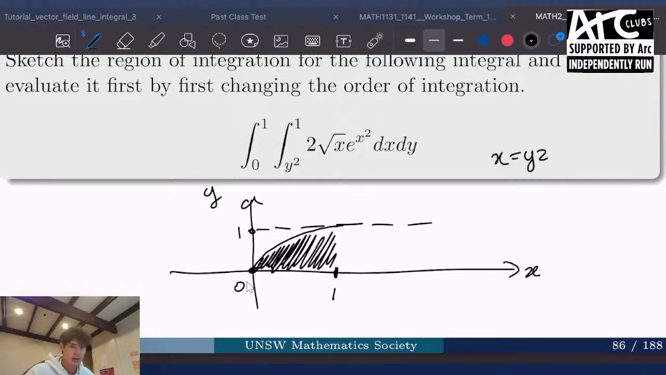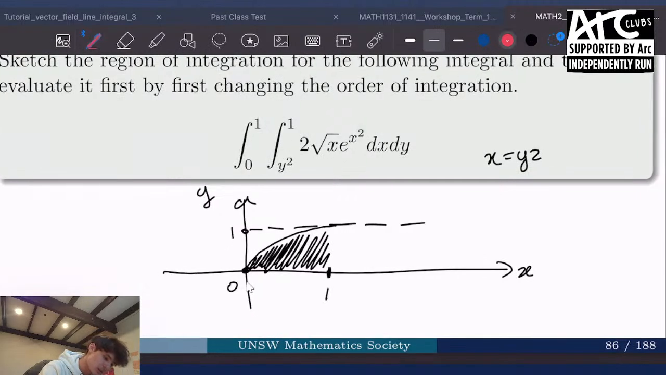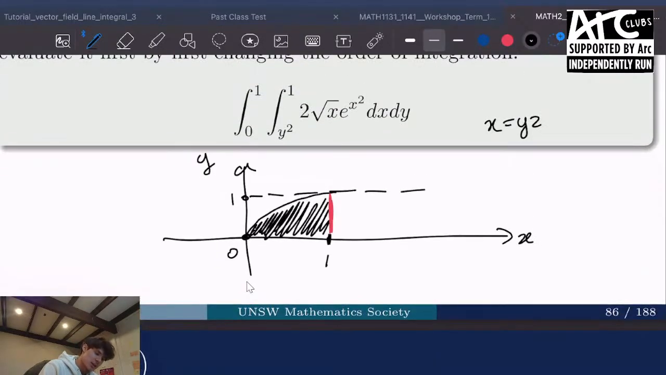We need to be between the curve x equals y squared and the curve x equals 1. Okay. So that's our region of integration. Well, how do we express this in another way? What we need to do is express this in terms of x instead of y. We can see that we're integrating from x equals 0 to x equals 1, okay? And our lower bound can be 0 and our upper bound can be the curve root x. Why?